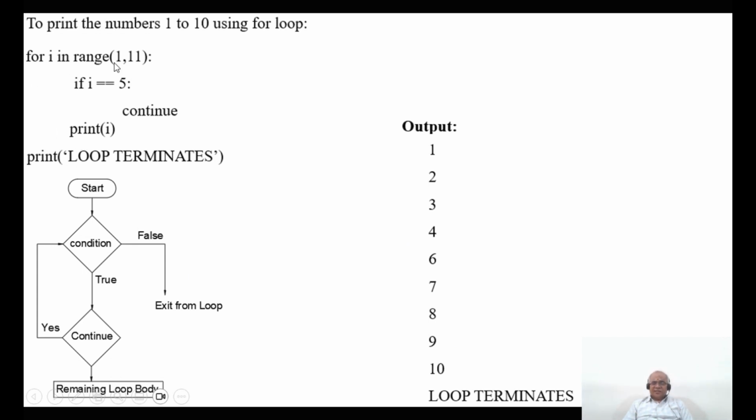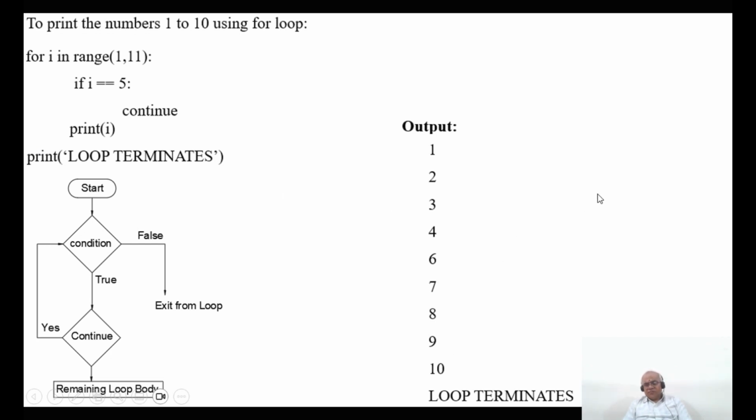It takes the value 11. Is 11 within 11? No. It is one less than that number, so 10. Is 10 equal to 5? No, it's false. Print 10. Again it goes back and takes the value 11. Is 11 within 11? No. Since the condition becomes false, it won't execute the loop body. It comes directly to print that the loop terminates.